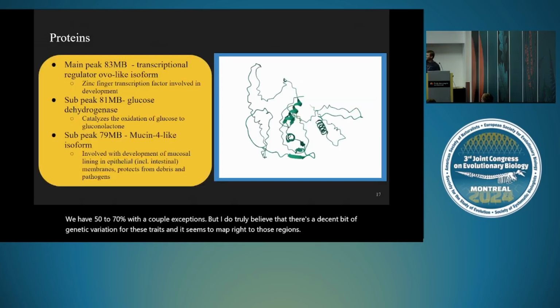So looking a bit more closely, I decided to examine exactly where these peaks were falling. And the main peak at 83 megabases falls on a transcriptional regulator ovo-like isoform, which is the protein we see on the right here. This is a zinc finger transcription factor that's involved in development. That, again, is extremely compelling for rapid evolutionary rescue, right?